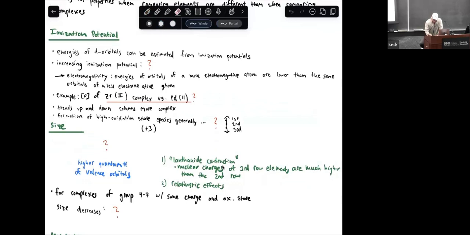So we've talked about electronegativity as a readout of orbital energies, and d orbital energies also go hand in hand with ionization potentials, so they can indeed be estimated from ionization potential. So just to help orient us, as increasing ionization potential versus decreasing ionization potential. Which way, left to right or right to left or top to bottom, bottom to top, would you expect there to be a consistent increase in ionization potential across the D block?